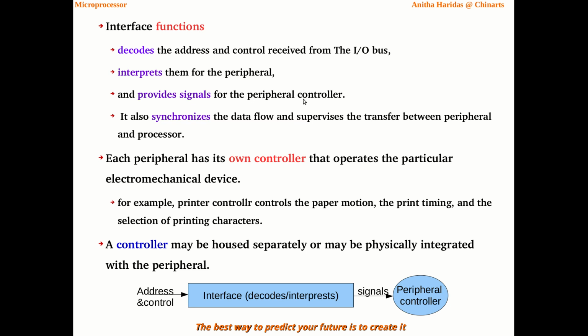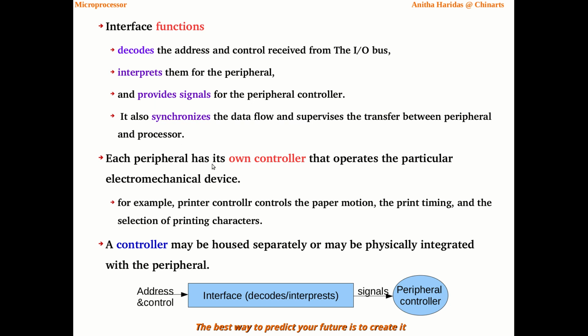That will be given to the peripheral controller by the interface. And then it will be synchronizing the data flow, and it will supervise the transfer between the peripheral and the processor. So the four major functions done by the interface unit: it will be decoding, then it will be interpreting the signals. Once the signals are interpreted, it will be sending the signals to the controller. Then once the signals are received, it will also synchronize whether the data flow is proper between the peripheral and the processor. So decoding, interpreting, issuing the signal and synchronizing are the four functions done by any interface unit in the computer system.